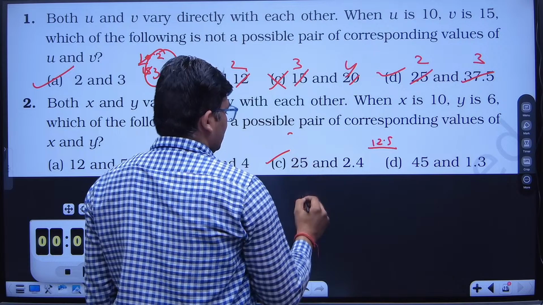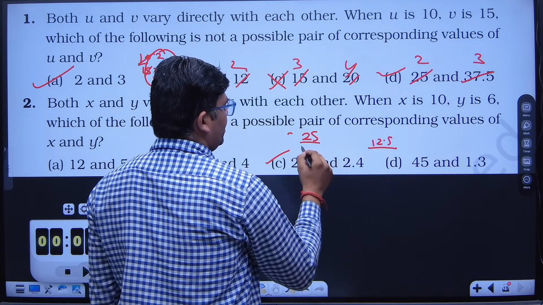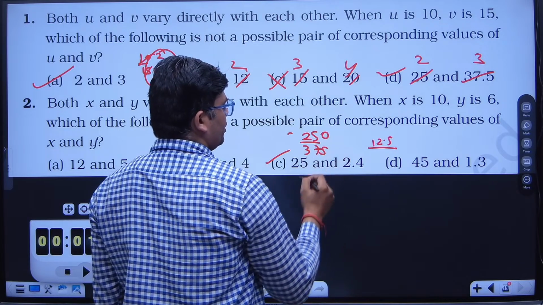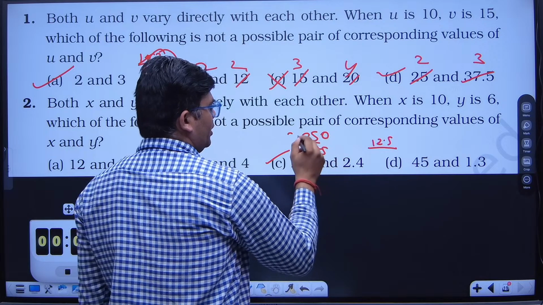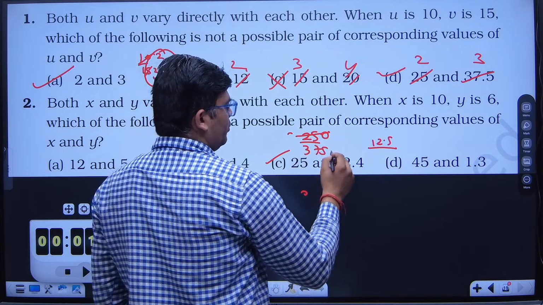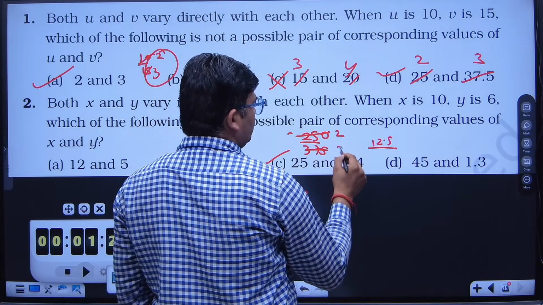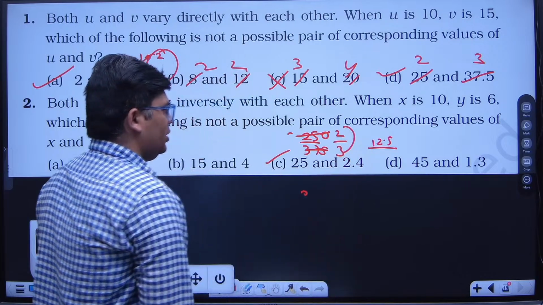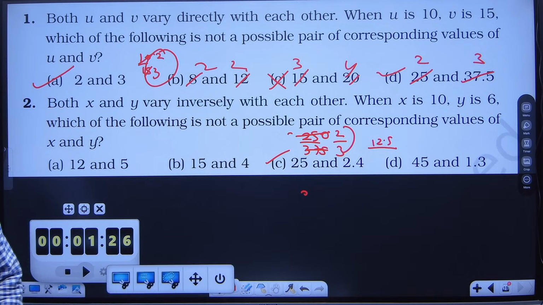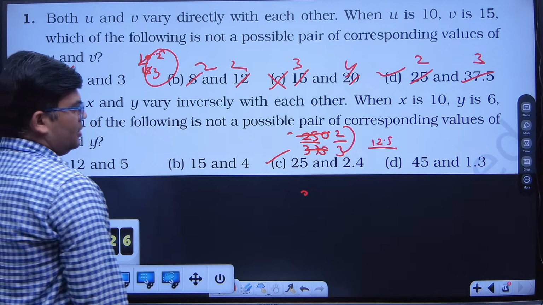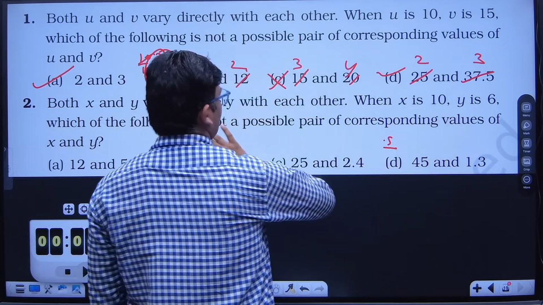See, you can do like this, beta. 375 divided by 100. So you can divide this. So 125 into 2, 125 into 3. So the ratio is 2 by 3. So the answer is C. Understood? Yes, sir.